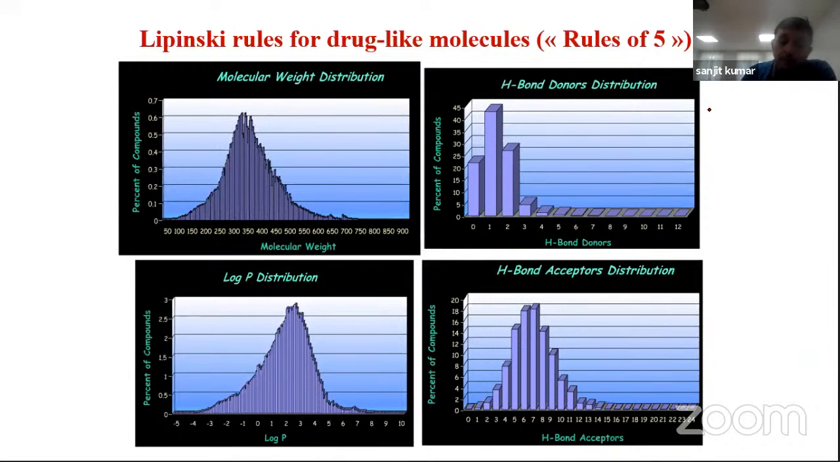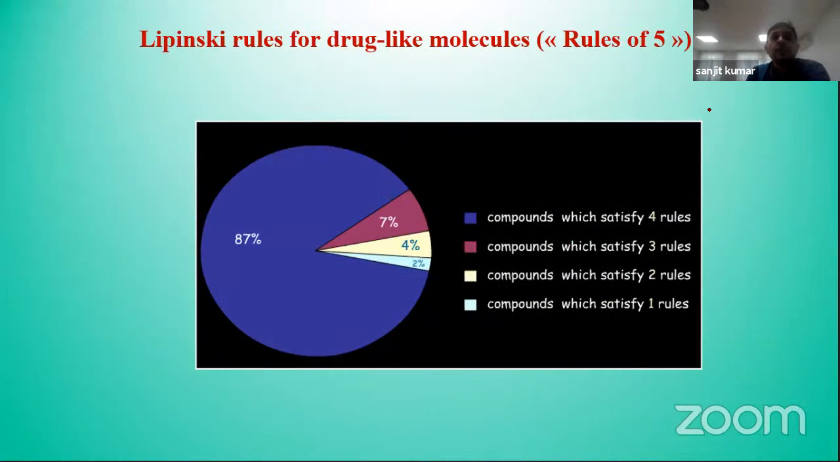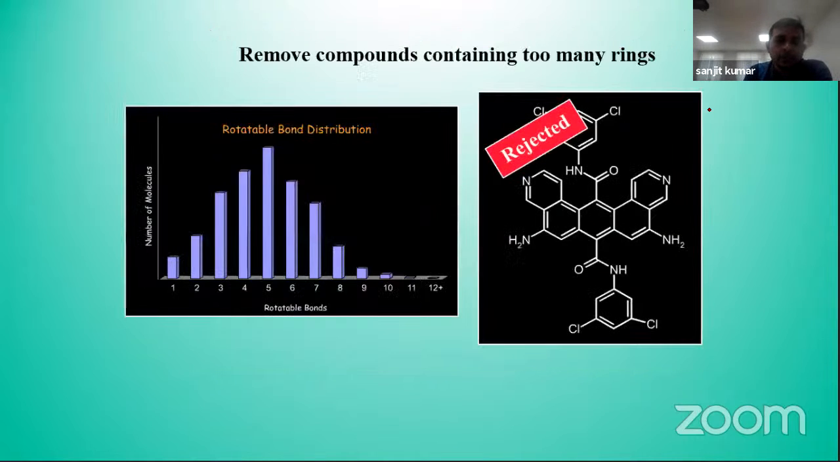If you like video games, I am 100% sure you will like the virtual screening method. That is very interesting. And then you have to make one list. Most of the compounds, 87%, satisfied the 4 rules. Like that you have to make a table, and then you have to start the screening.